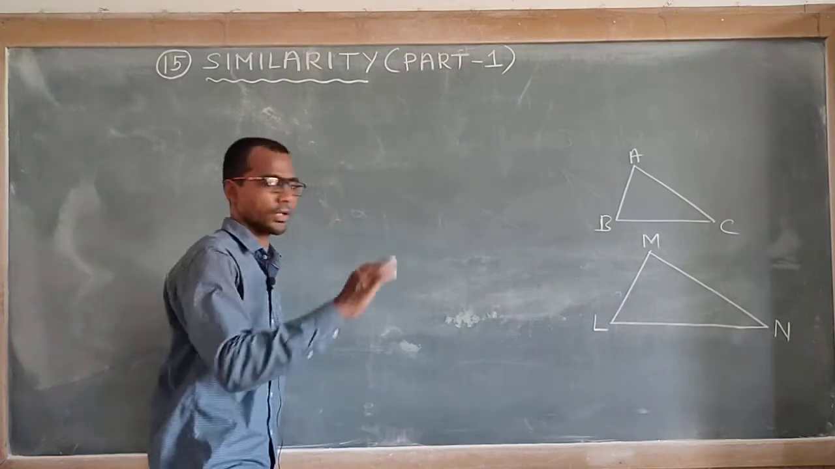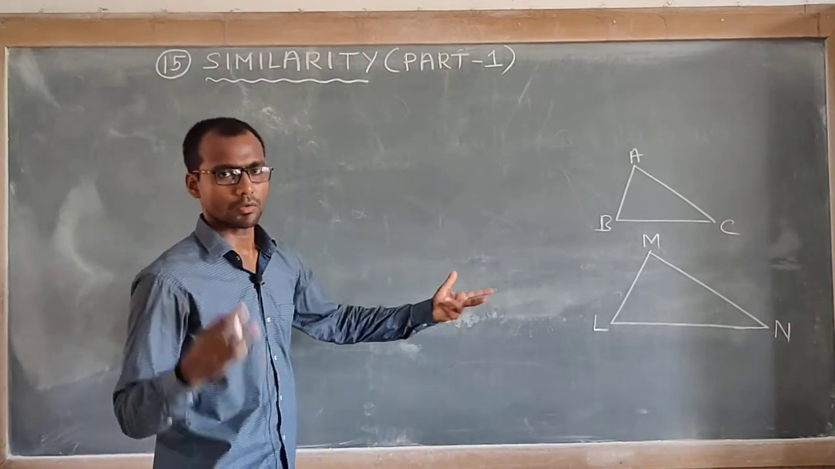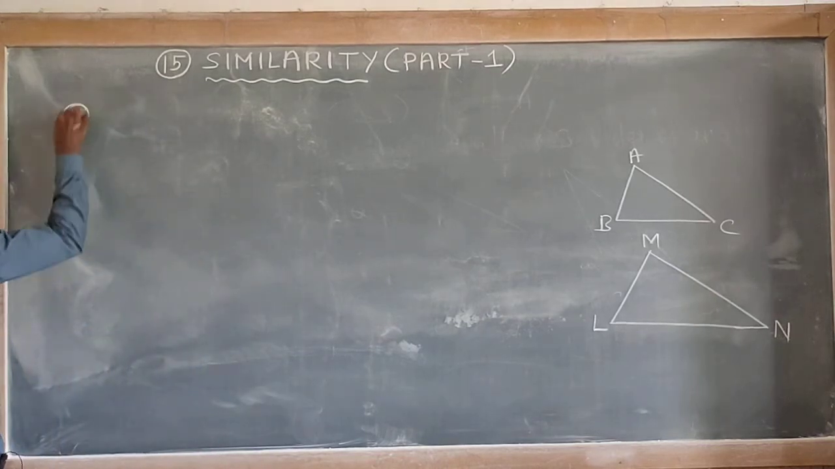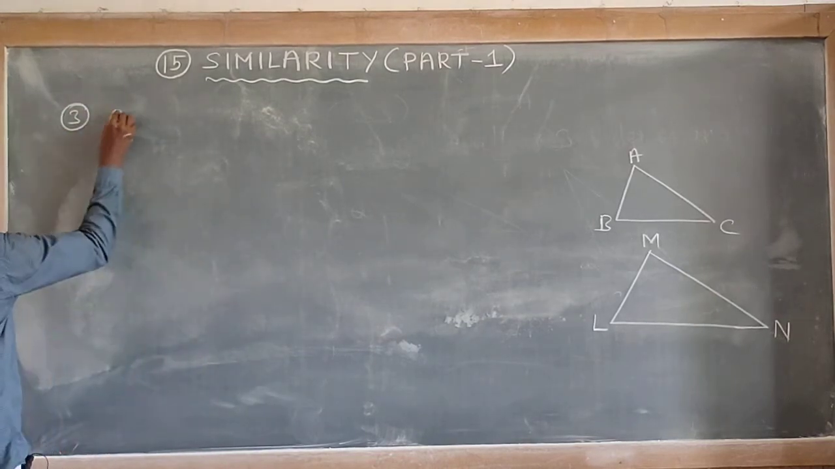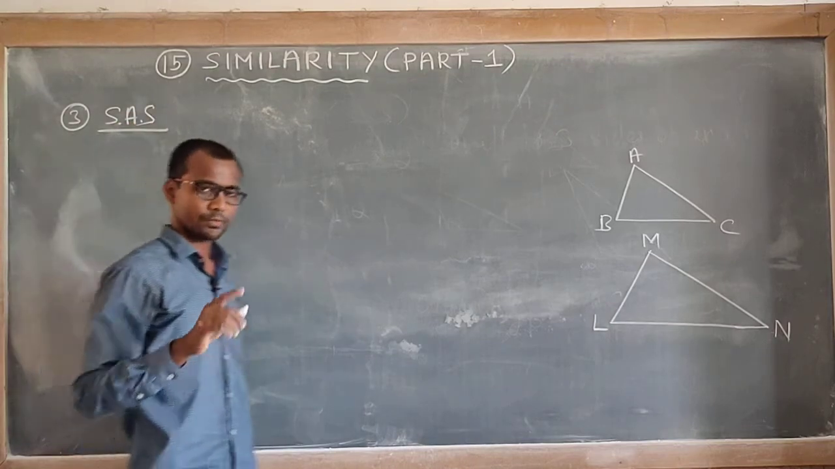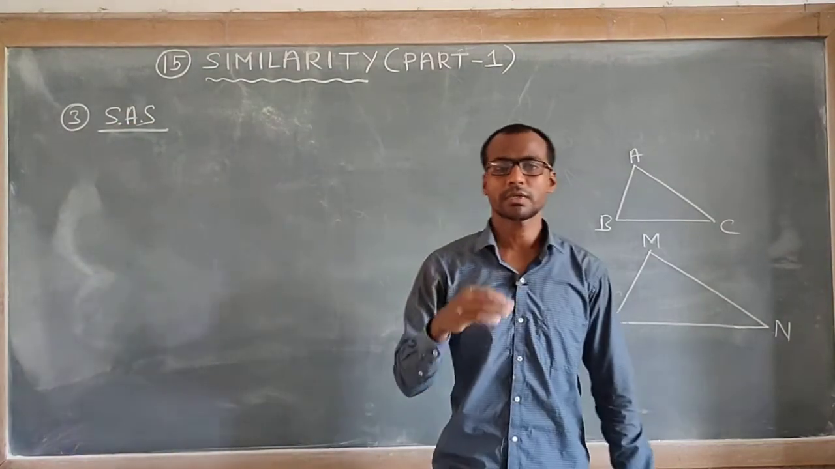Okay. I am not erasing the triangle because I will get two triangles again. Okay. Third postulate is, this is the last postulate, SAS. This postulate was in congruency also, but it was different.